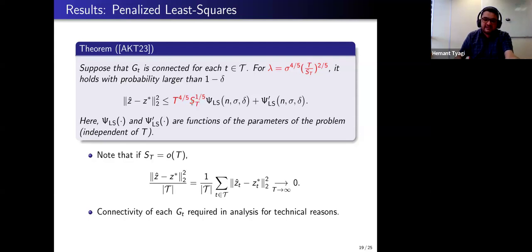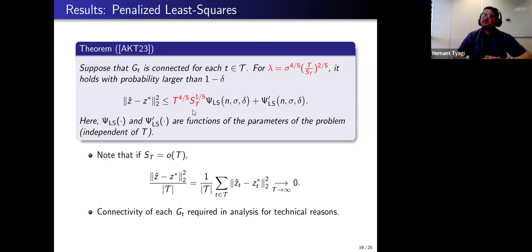In which case this right-hand side will be little o of T, which actually means that if you look at the mean square error, the average error over the time points, it goes to 0 as T goes to infinity if your smoothness is little o of T, and so it's like a weak consistency result. So as you have more and more time points, your error goes to 0. So you would still do better than what you would do if you were to just estimate at one time point using the data at that time point, even if your graph is connected, as I said.